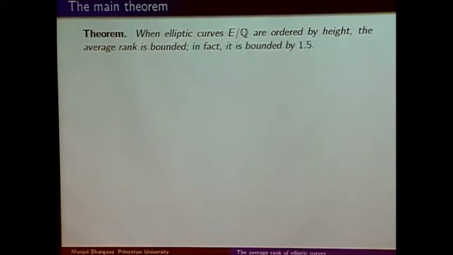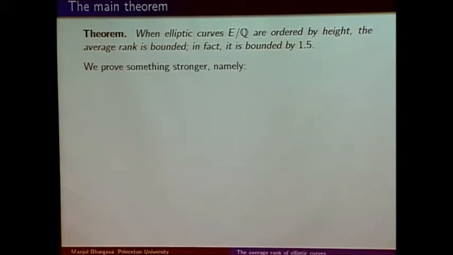And in fact, the bound we get is actually better than the one that you get from doing the analytic method and assuming GRH. So the average rank is bounded by 1.5. As you mentioned, most everything I'm talking about today is joint with Shankar. So the average rank is bounded by 1.5 if you order all elliptic curves by height.